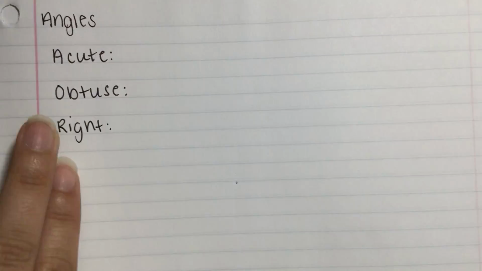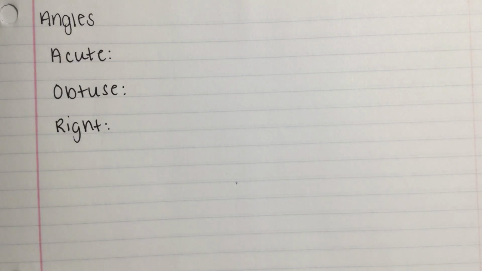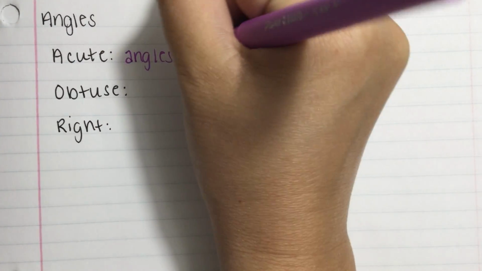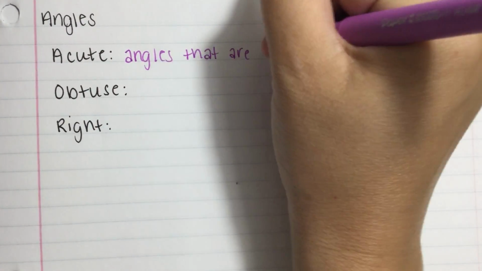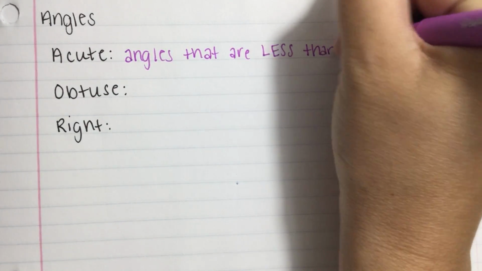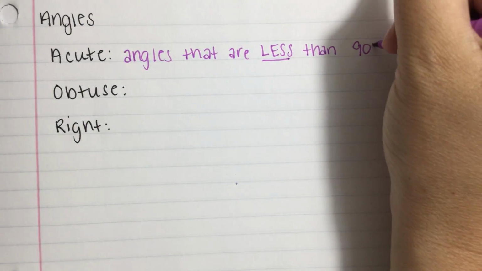In this video, I'm going to go over the different types of angles that we're going to be working with this year. So first step, we've got acute, obtuse, and right. So acute angles are angles that are less than 90 degrees.